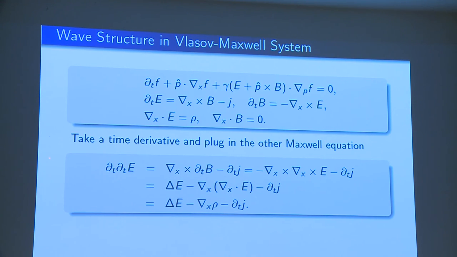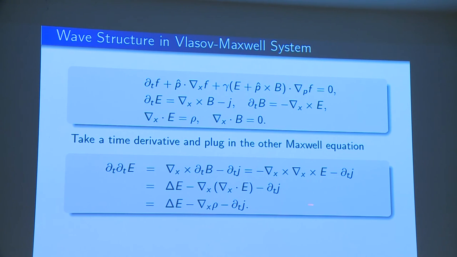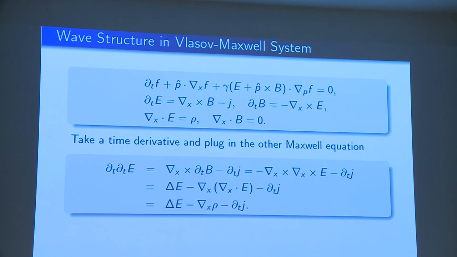You take Maxwell's equations. You take a time derivative of E, and you throw it onto B and J, and then you plug in the equation for B, and so you get minus the double curl of E minus J. Then with simple vector identities, the double curl gives you the Laplacian of E minus the gradient of the divergence of E, and then you have this partial t J hanging around. You know that the divergence of E is equal to rho, so you end up with the Laplacian of E minus the gradient of rho minus d_t J.